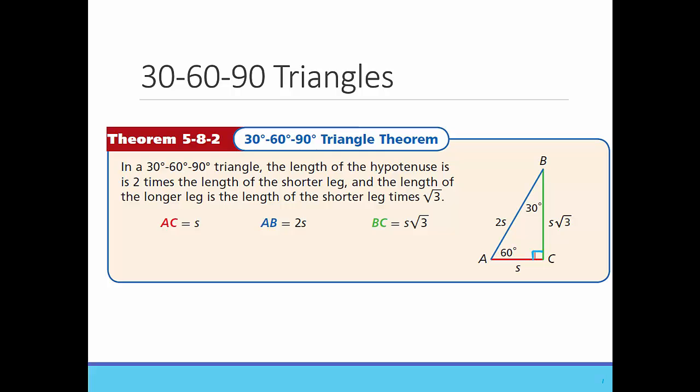So your shortest side, we'll call it S, is related to your hypotenuse and your longer leg. The short side to the hypotenuse is an easy relationship. It's just twice as big. So like if this was 5, this would be 10. Your longer leg has a little weirder relationship. It's whatever your shorter one is times the square root of 3. So again, if the shorter one was 5, this would be 5 times the square root of 3.